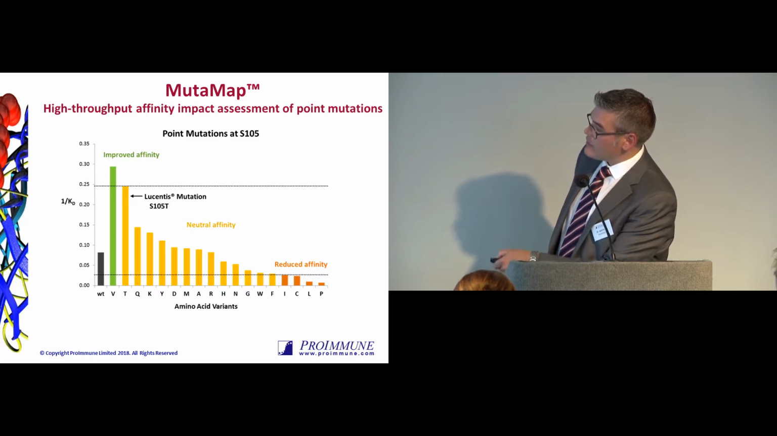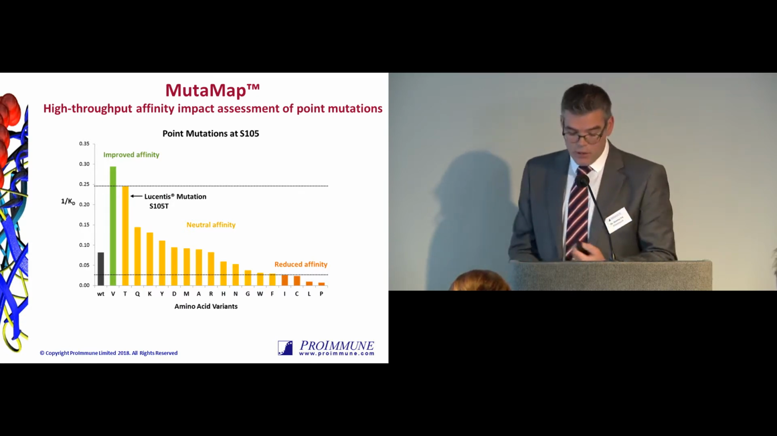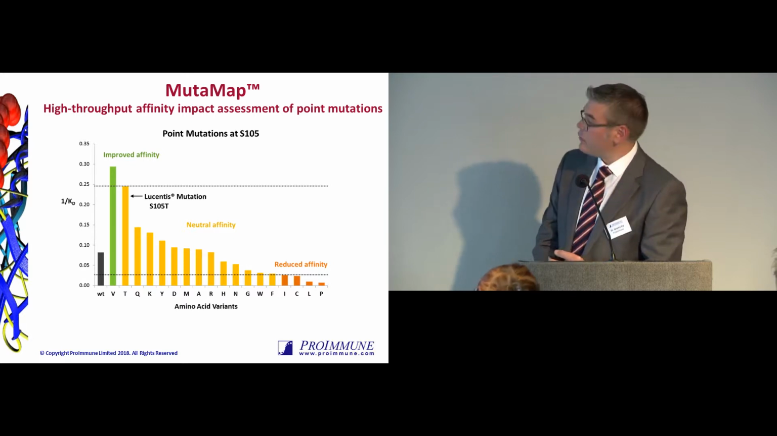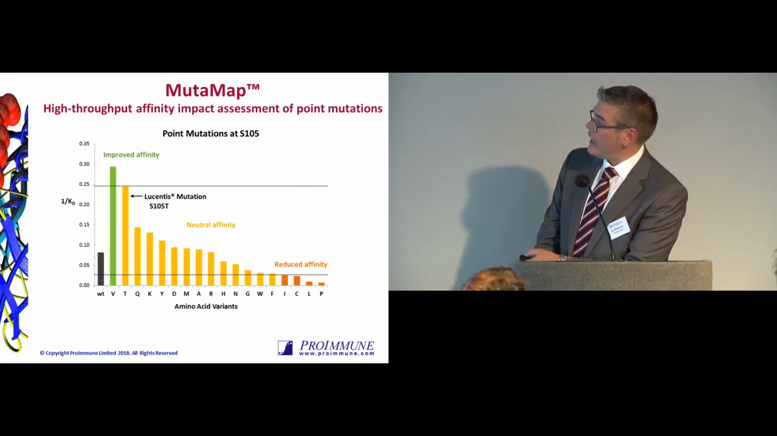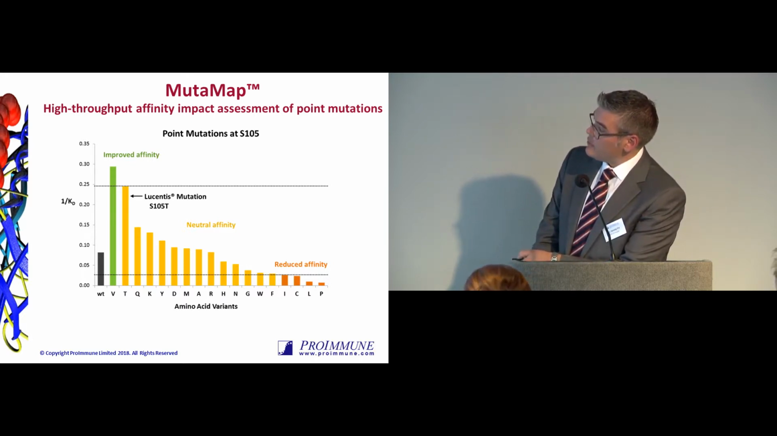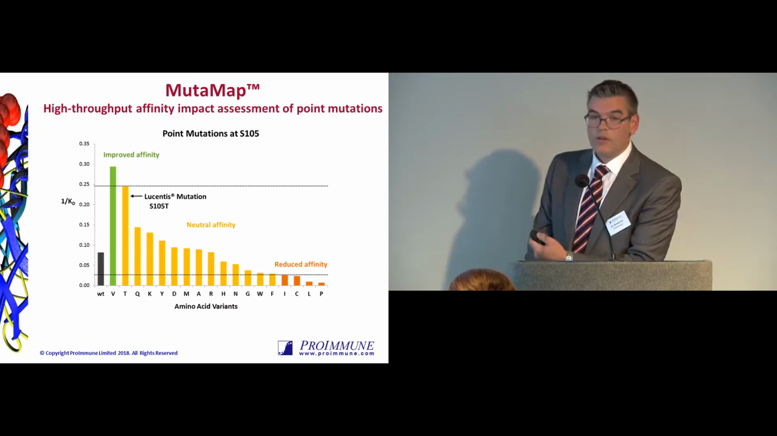But actually there's a whole set of different permissive mutations which you might want to look at if that was a requirement for you. And there are some that you really wouldn't want to look at. This actually is the Lucentis mutation. So serine to threonine is what was introduced, but in fact having the valine actually gives you an improved affinity.